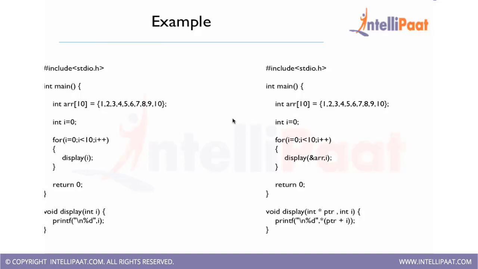Let's take one more example. This example mostly covers pass by value and pass by reference. So this is pass by value. Suppose we have declared one array from 1 to 10 and I am running a loop and calling a method called display. In the display method, I am printing the number. So I am passing a number and printing it. I am not doing anything extra with it. So this program will print numbers from 1 to 10.